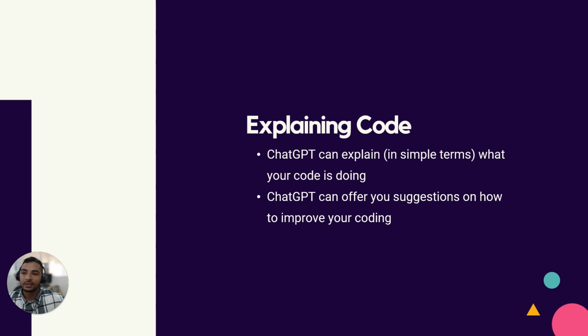Okay, so moving on to our first way, explaining code. ChatGPT can explain in simple terms basically what your code is doing. So you could be using Excel, RStudio, Python or SQL. And if you don't understand what's happening, or maybe your work colleagues sent you this code and it's just a wall of text with no context, no comments, you can put that into ChatGPT and it will do its best to explain it to you.